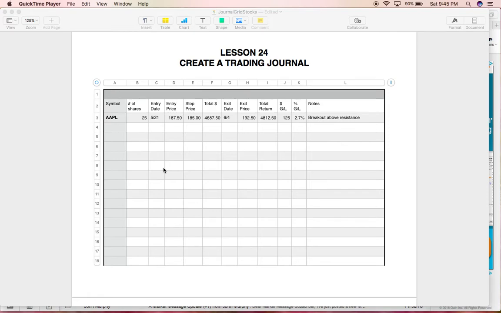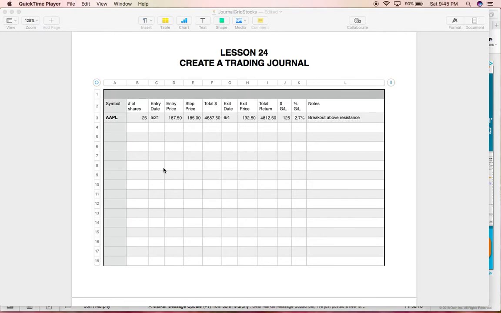This is about creating a trading journal. And you can see here on the screen, I have a sample journal for you. It's just a simple grid that I created. And if you want this file, I can email it to you. Just let me know. But anyway, this is just something you need to keep a record of your trades.